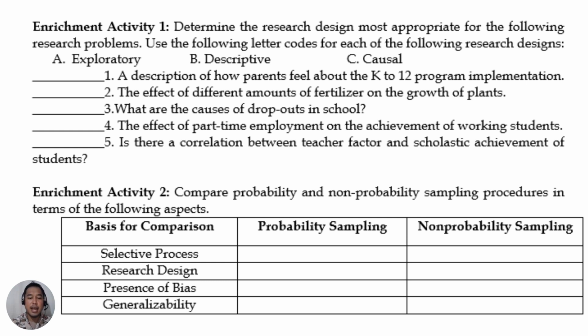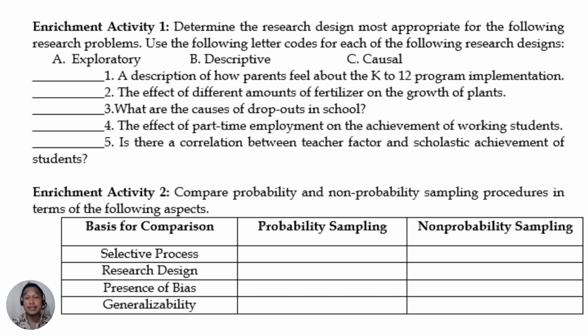For the selective process, how do you select respondents in the probability sampling, which you already have discussed? And how do you select respondents in the non-probability sampling? There are four, and we already have discussed that one. Now, for the research design, which of the designs is most appropriate when you conduct probability sampling and for non-probability sampling?